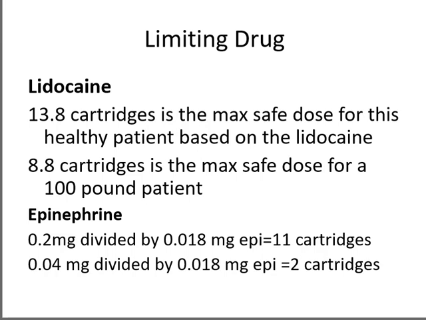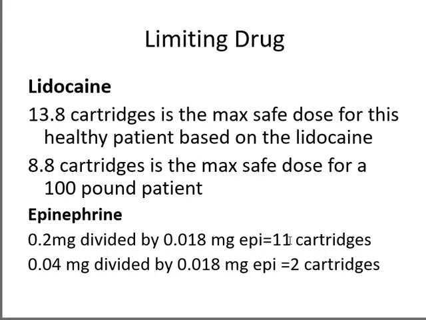So if we have a healthy 165-pound patient, and we look at this equation, they can have 13 cartridges based on the lidocaine, 11 based on the epinephrine. So the maximum amount of cartridges they can have is 11. The limiting drug is the epinephrine. We have to make sure, because we have 2 drugs in there, one of them will limit. You'll reach the limit of one drug first, and that drug becomes the limiter. So for here, epinephrine is the limiter.